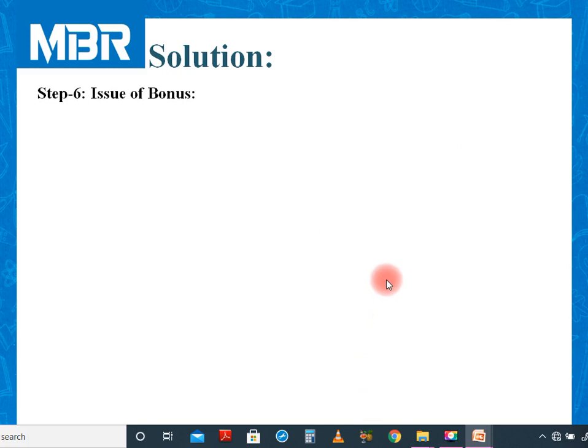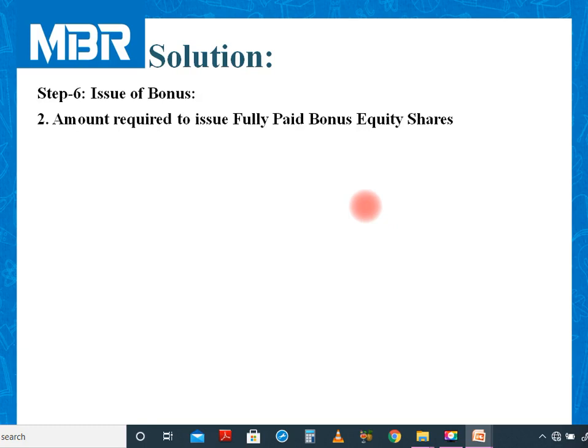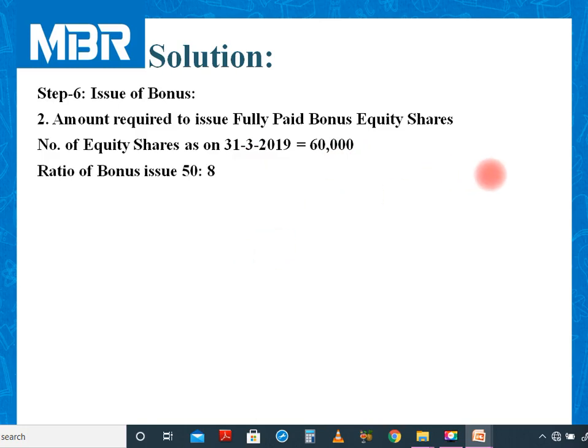Now the last step of the RPS redemption process. It is all about issue of bonus share. Let us calculate the amount required for bonus issue. Number of equity shares available to the company as on 31st March 2019: 60,000, as given in the balance sheet. Ratio of bonus issue is 50:8.